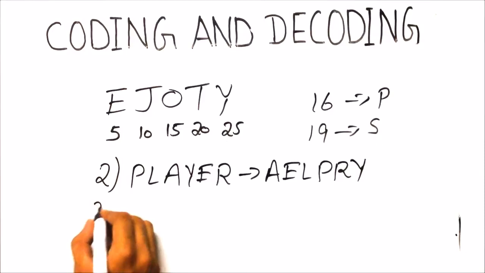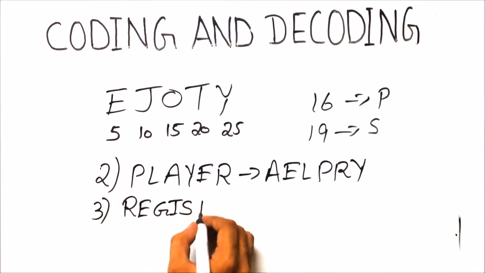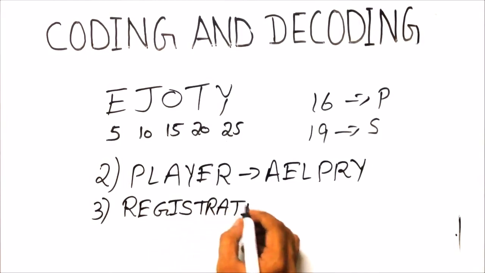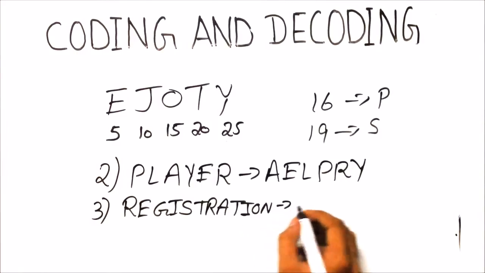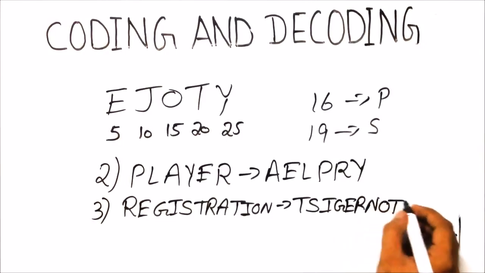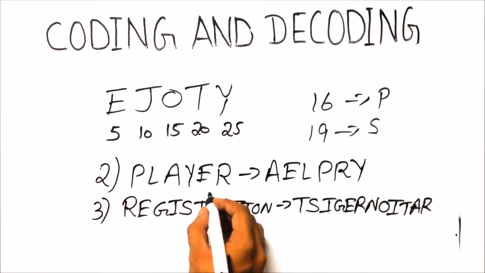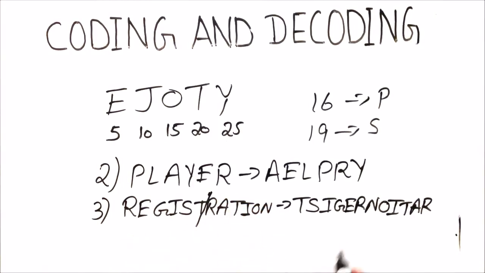Now the third question will be if the word is REGISTRATION, and the code for the word registration is TSIGERNOITAR. Now here you could easily see we are using the same letters that we had used in the word registration. Now what we have done is we have split this word into 2 halves. One is REGIST and the other is RATION. Now you could see this is the regist part and this is the ration part. So here splitting has been done. So now we are done with 3 questions in the repetition pattern.